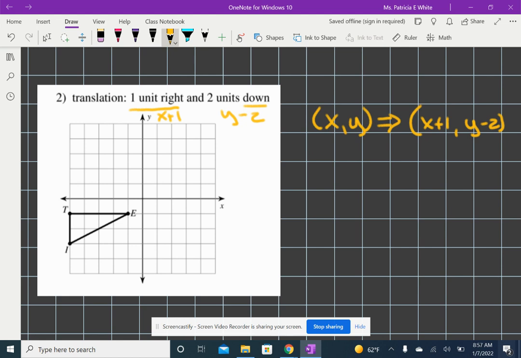All right, here's T. 1 right, down 2. T prime. I. 1 right, down 2. I prime. That might be an L. I'm not 100% sure. E. 1 right, down 2. E prime. Make sure you're labeling, guys.